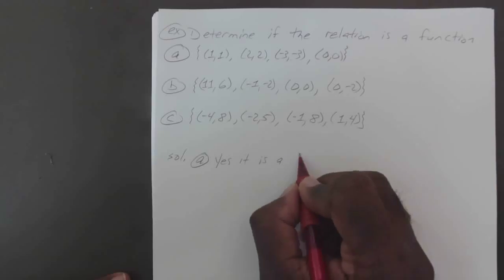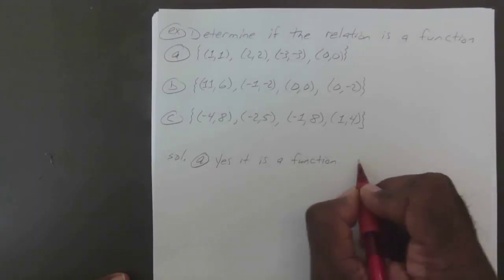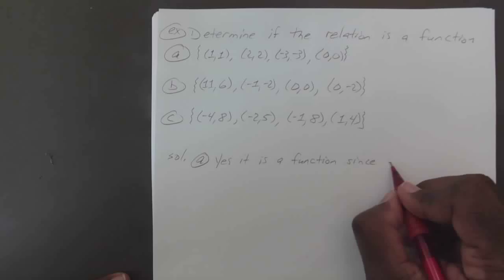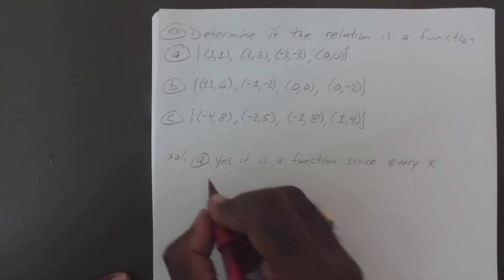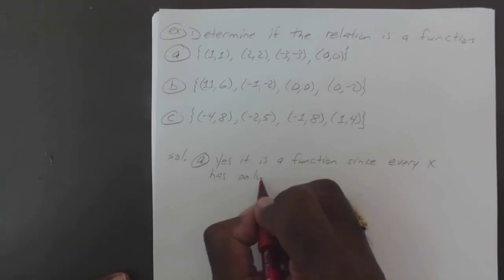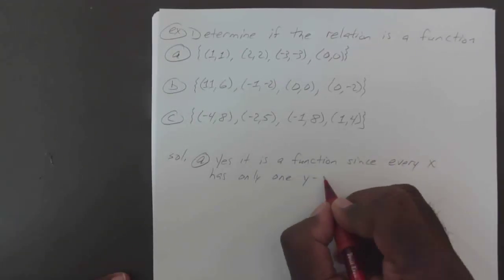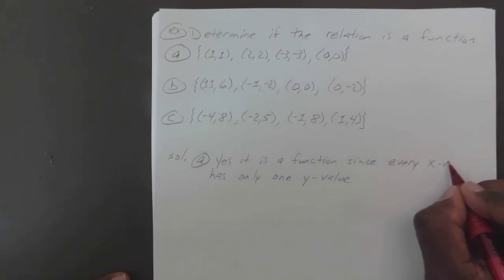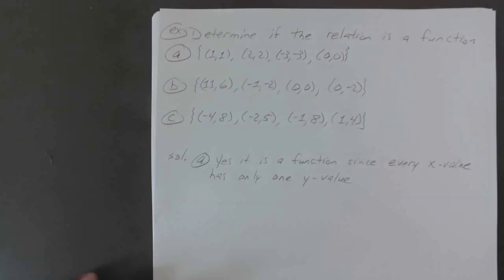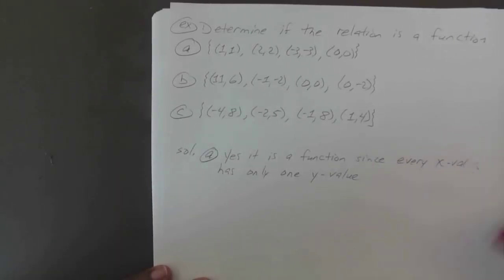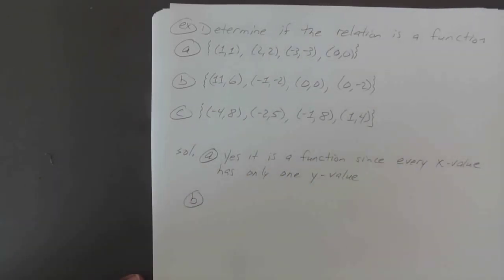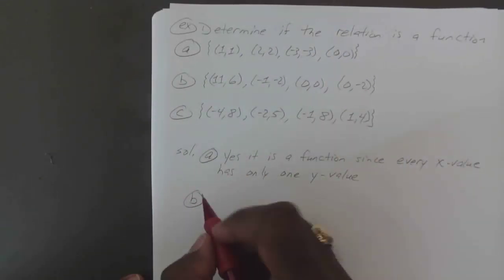So it is a function since every x has only one y value. Or you can say x value. That looks a little messy. There we go. Okay. What about B? No. Nope, not a function. Okay, because x equals 0 has two different y values.